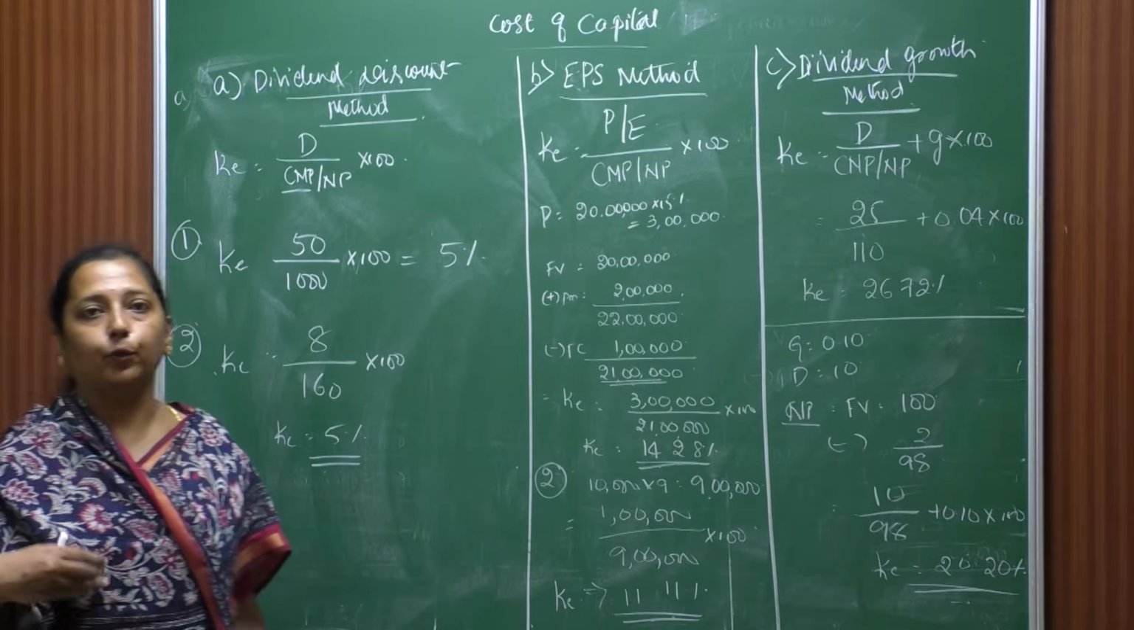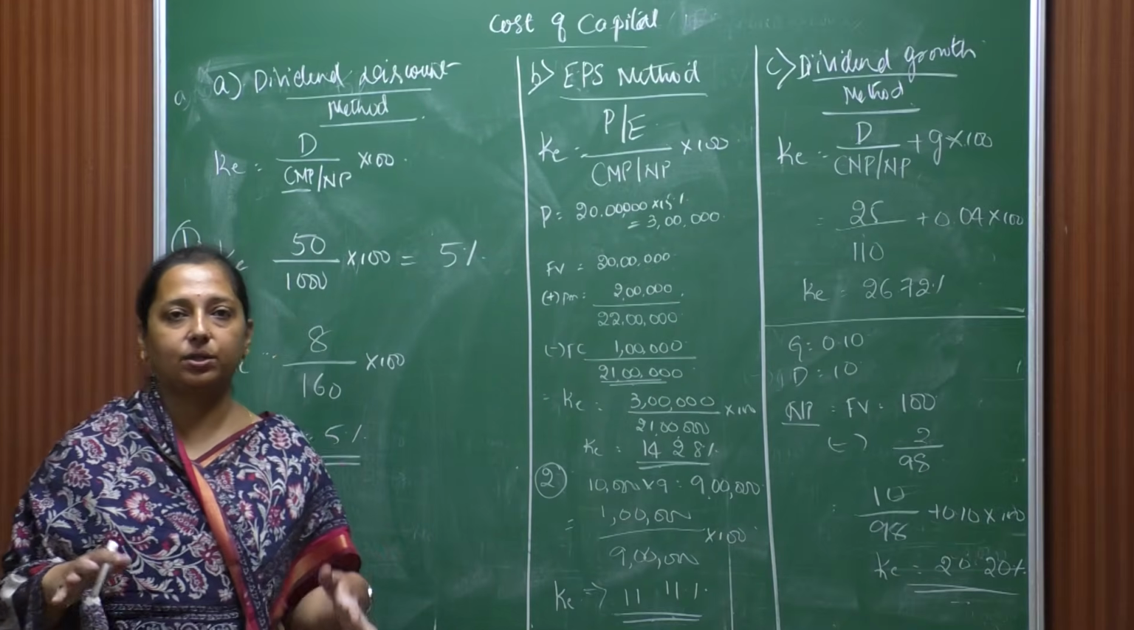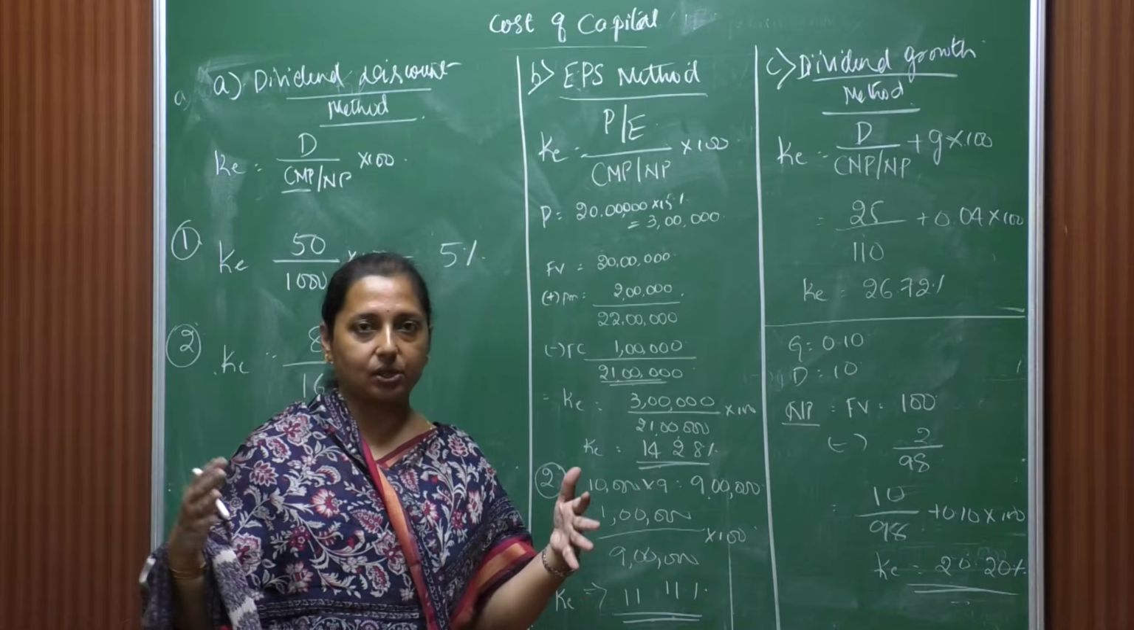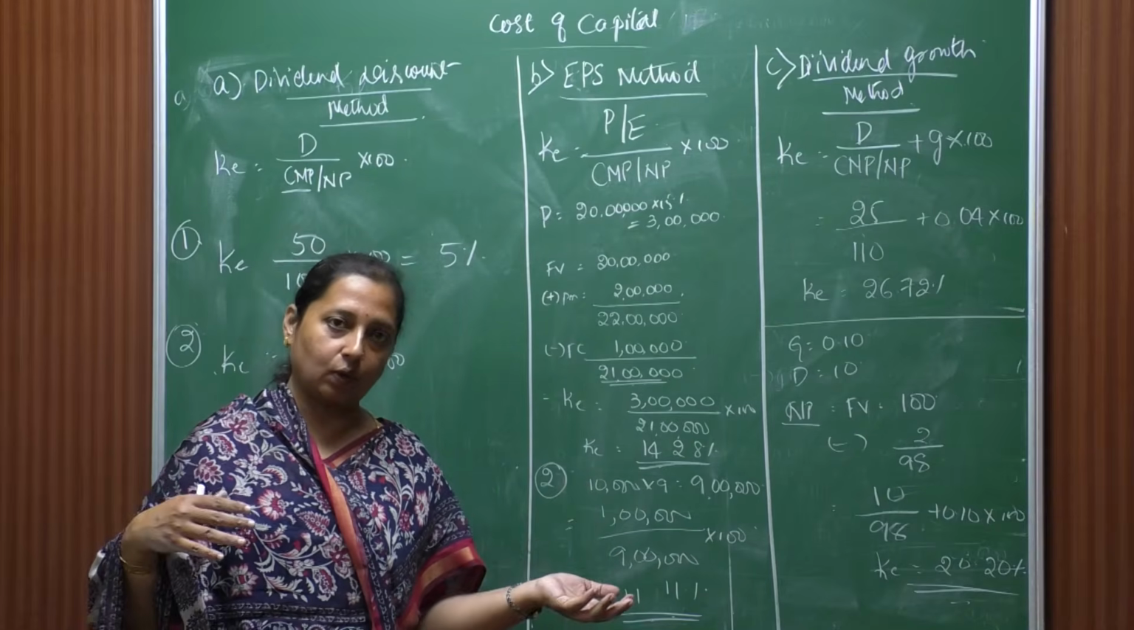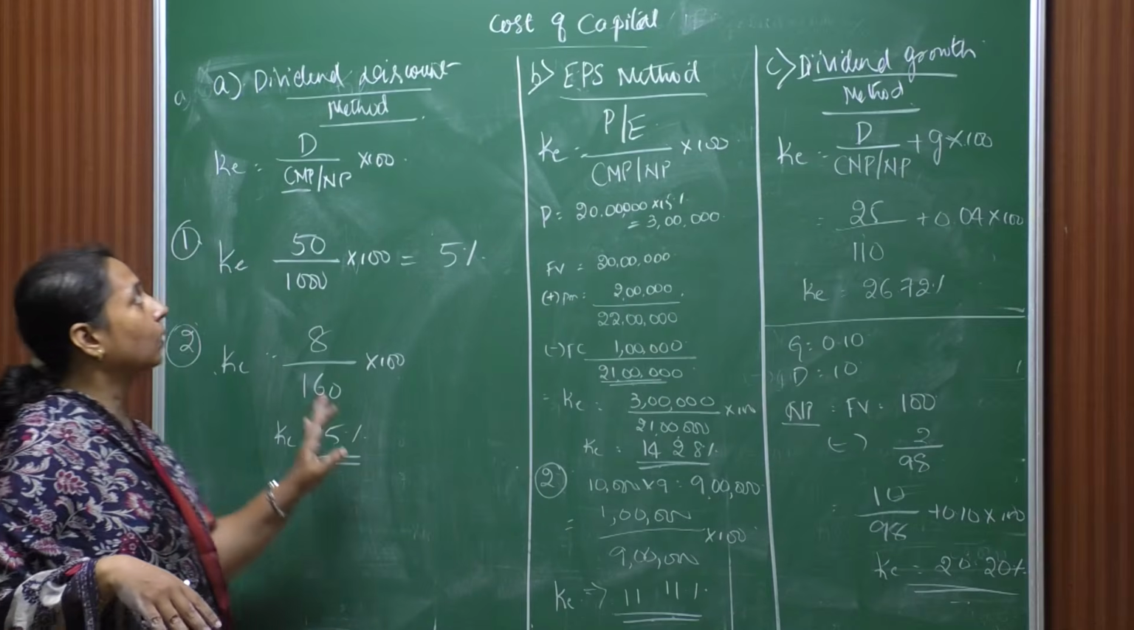Now we are moving to the next one, that is cost of equity. Under cost of equity, we calculate the cost under 3 different approaches, actually 4, that is cost of preference share will also come, cost of retained earnings will also come. Here under cost of equity, we do come across 3 methods.